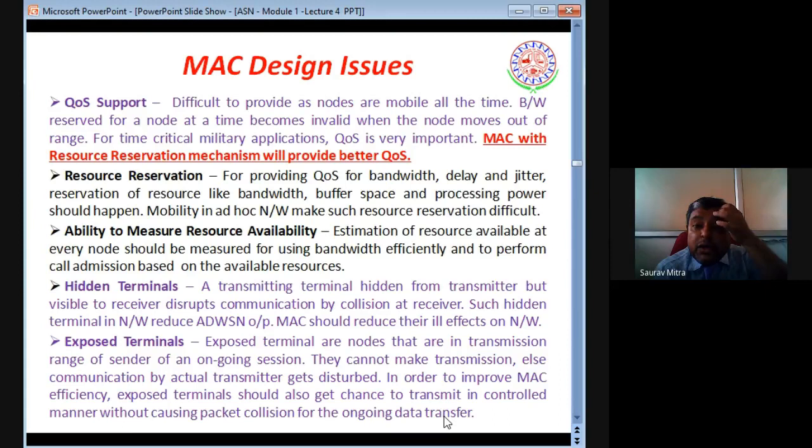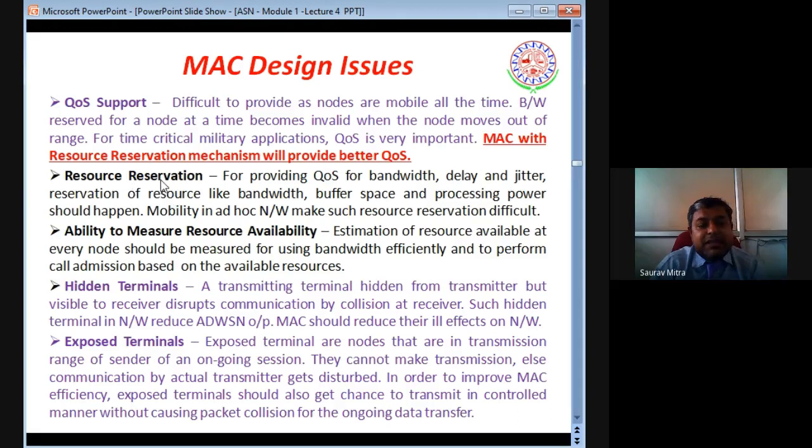And the medium access control protocol, or MAC protocol, should ensure that all these resources are equally distributed among all nodes. There should not be partiality. One node is getting too much time, too much bandwidth for data transmission, and another node is not getting any bandwidth for data transmission. This kind of thing should not happen.